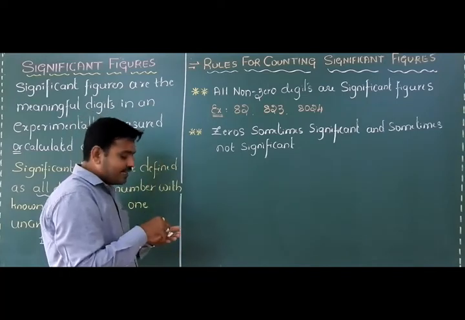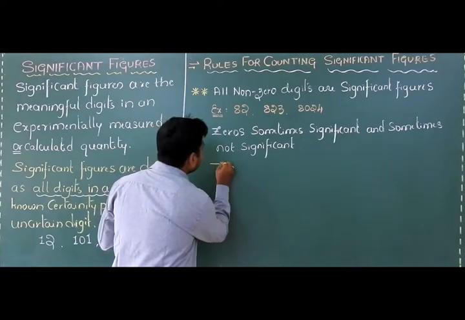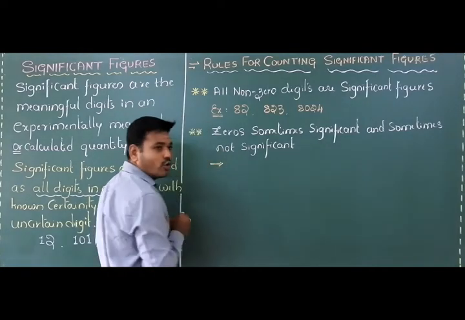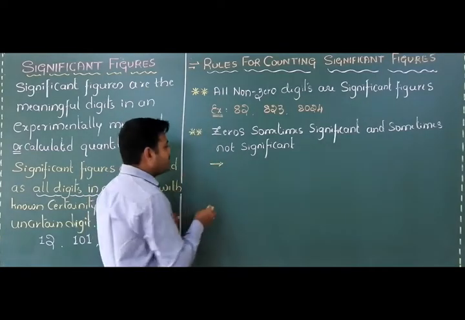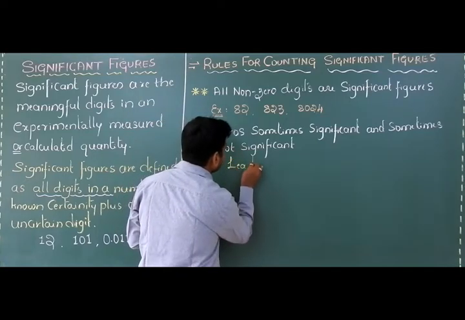And in the case of zeros, we have totally 3 different types of zeros, students. The first important type of zero.